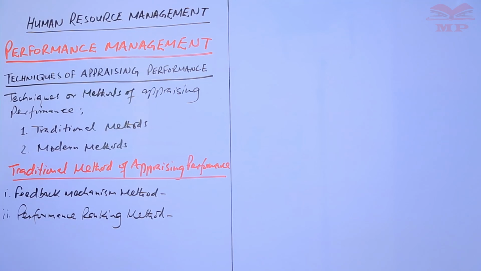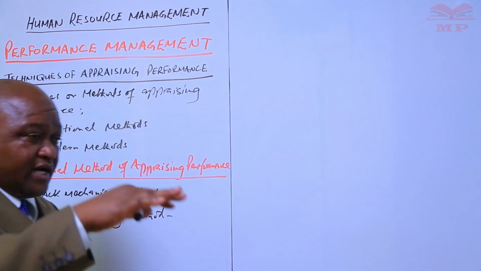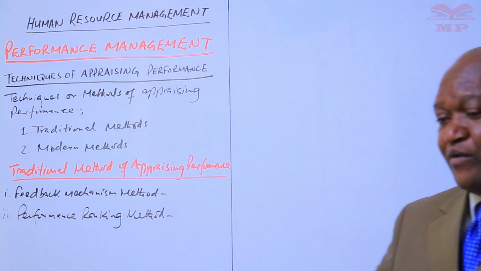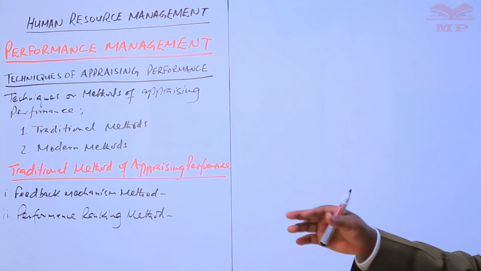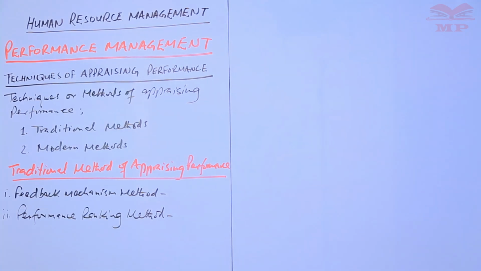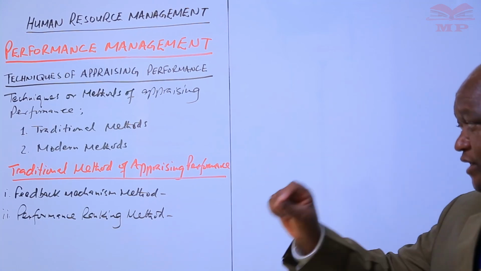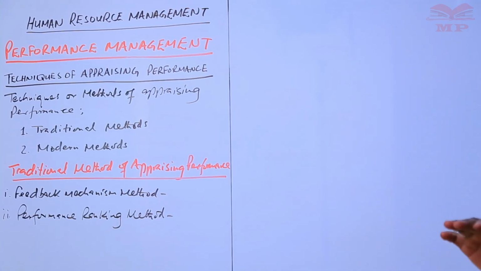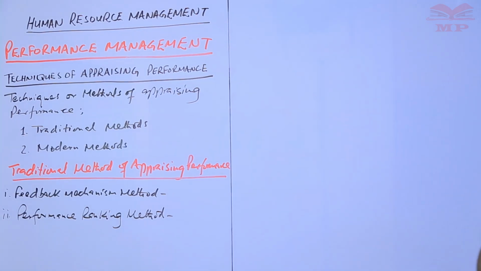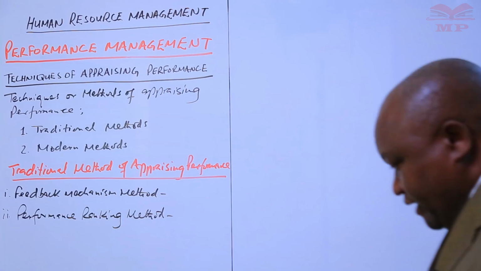So in the performance ranking method, as the word suggests, there will be a rank where the performance of a given employee is ranked, the performance of another employee is also ranked, and then based on the ranking scale that is used, a score is obtained. Then that score is the one that is used in appraising the performance and informing decision making. Then there is what is referred to as the critical incident method.